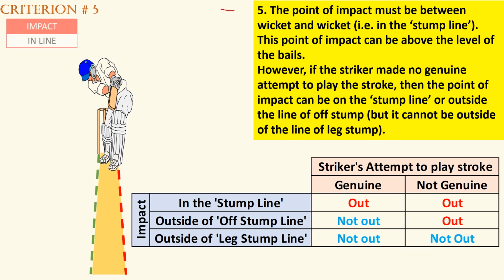Now let's consider the condition number 5. This condition states the point of impact must be between wicket and wicket, that is, it must be in the stump line, and this point of impact can be above the level of the bails.